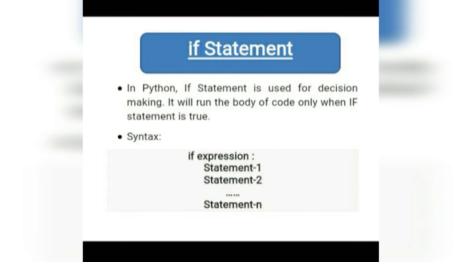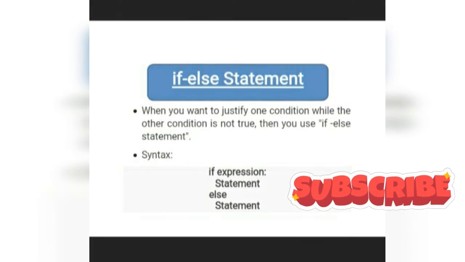The first statement is the if statement. In Python, the if statement is used for decision making. It will run the body of code only if the statement is true. That means whatever expression we are giving, only if it's true will the if statement get executed. Here is the syntax: if, then whatever expression or condition we are going to use, then a colon, then the indentation. Instead of curly braces, in Python we use indentation, and it contains statement 1, 2, till the end. That means only if the condition is true will the if statements get executed.